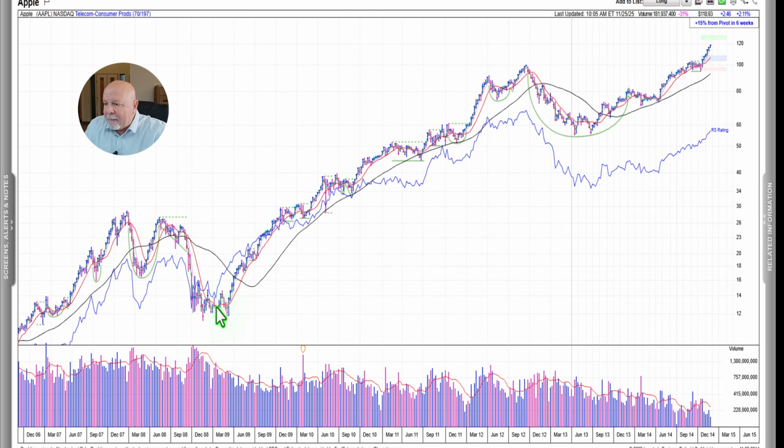Now, what happened? It set up a first stage base right in here. You can see a little flat base. A little flat base is a short consolidation. So here's the base at $21, and you can see it went from $21 to $29. That's a 50% return. Then on top of that, it built another base. So that's a secondary base on base. So this is a stage 1. See where it says stage 1 there?